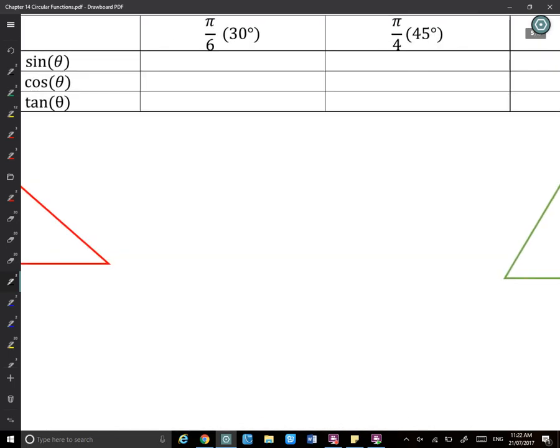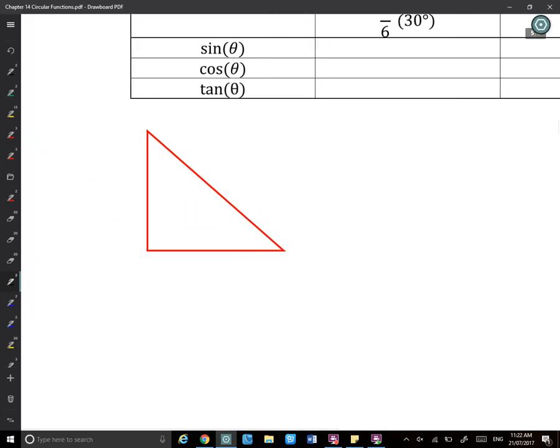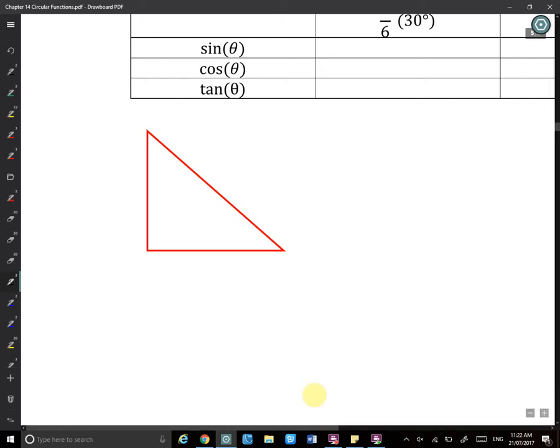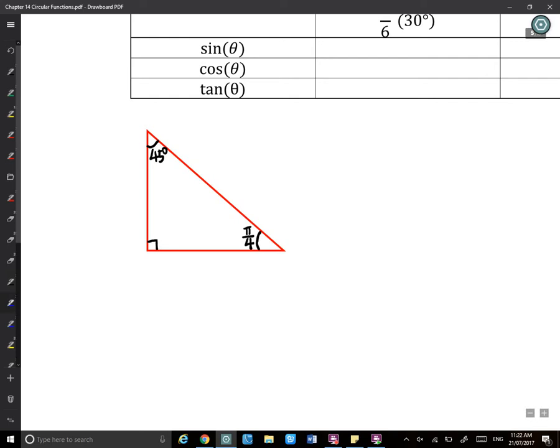Why are they special angles? Because we have two special types of triangles. One is the isosceles right angle triangle. See, this triangle here is an isosceles right angle triangle. That's 90 degrees, that's 45 degrees, and that's 45 degrees as well. I use both degree form and radian form to make you used to it. An isosceles right angle triangle has two sides of the same length and a hypotenuse.